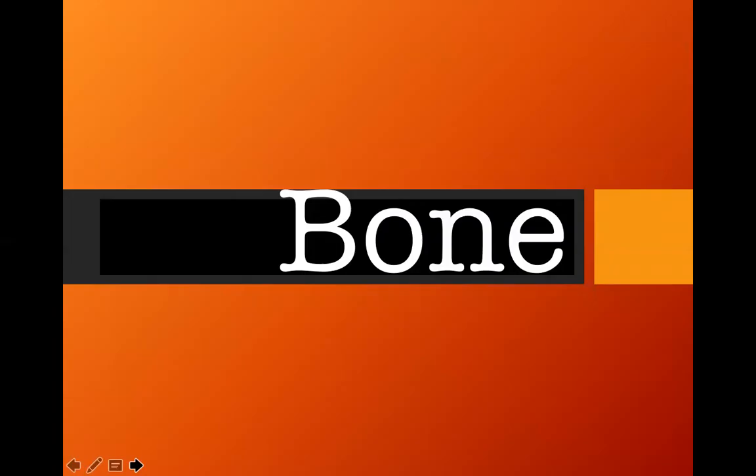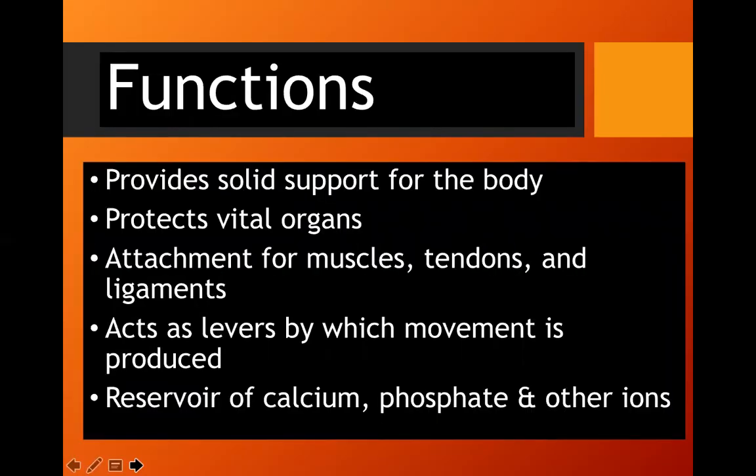Right, let's talk about the bone first. Generally speaking, when we say bone, the functions are the following. It provides us solid support, protects the vital organs, especially the rib cage, protecting our lungs and heart, and also the skull or the cranial bones protecting our brain. It also serves as attachment for muscles, tendons, and ligaments, and it also acts as levers. Bones are also a reservoir of different types of ions, such as calcium, phosphate, and other ions in our body.